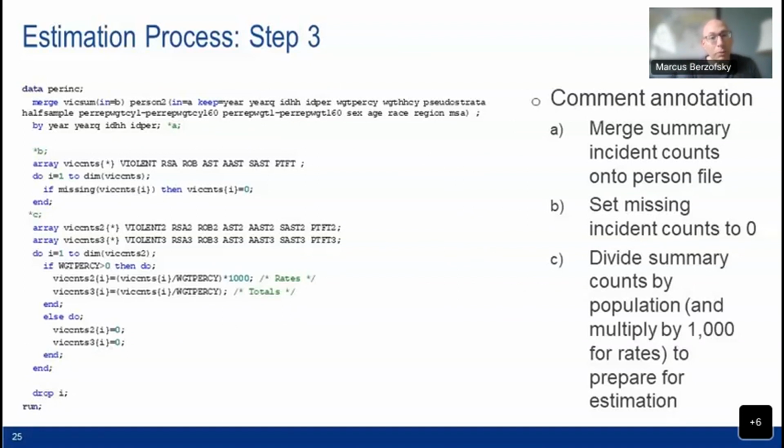So this violent 2 will be used for rates, and the other takes the weighted count divided by the population count without multiplying by 1,000. That's the variable violent 3. That's what we'll use when we want to calculate the totals in proc surveymeans. So that's the key takeaway here. For each of these outcomes, we're dividing by their weight and multiplying by 1,000 for rates, to have it in the structure it needs to be for calculation of the estimates itself.